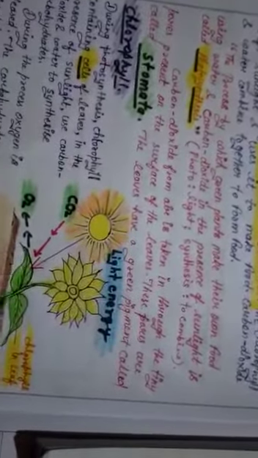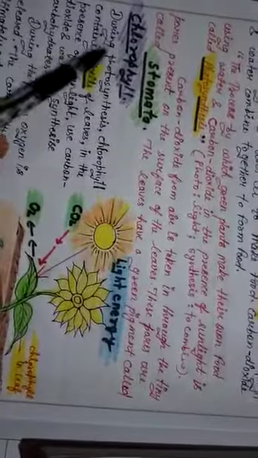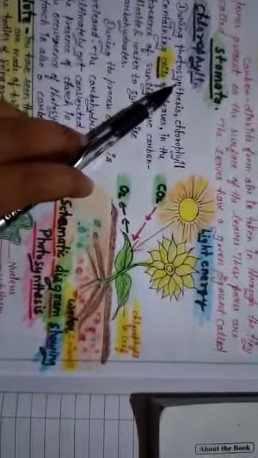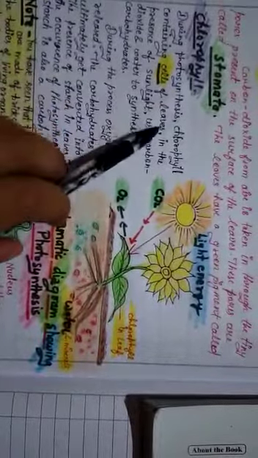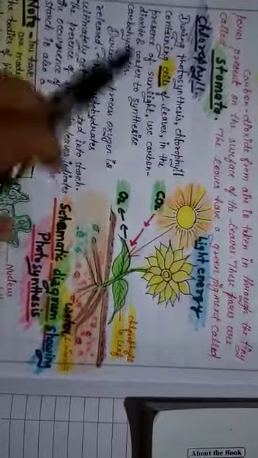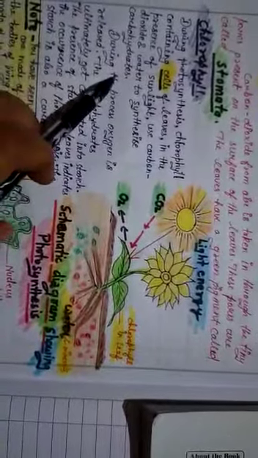The leaves have a green pigment called chlorophyll. During photosynthesis, chlorophyll containing cells of leaves, in the presence of sunlight, use carbon dioxide and water to synthesize carbohydrate.